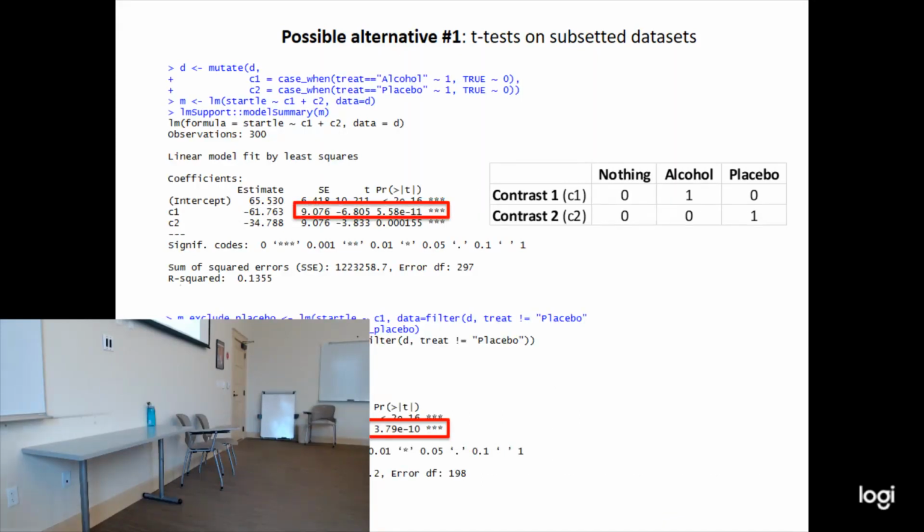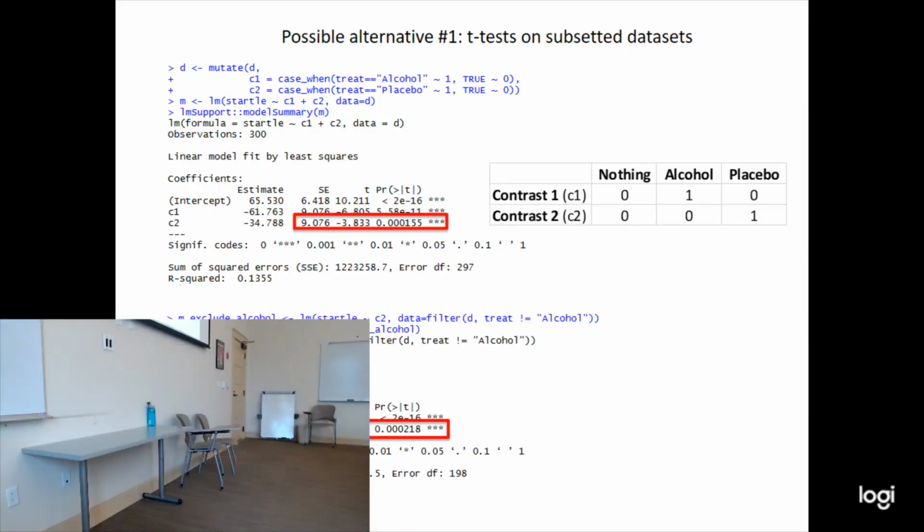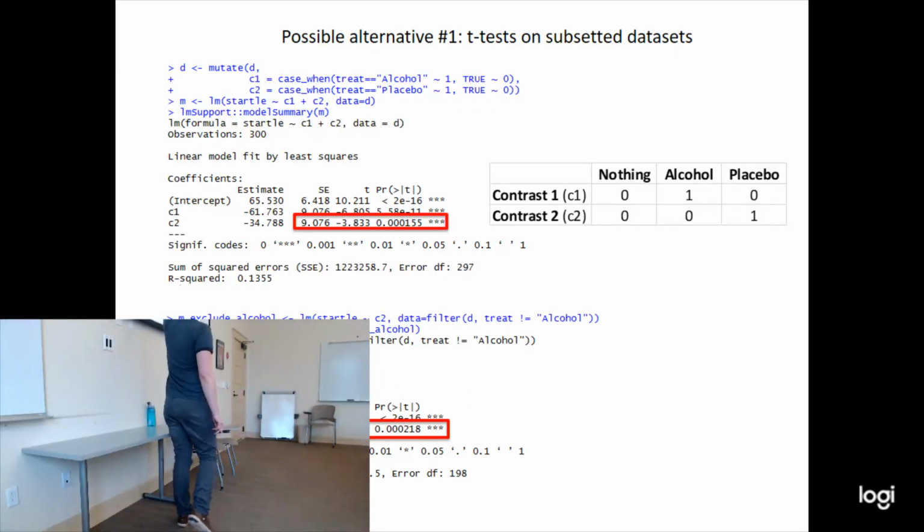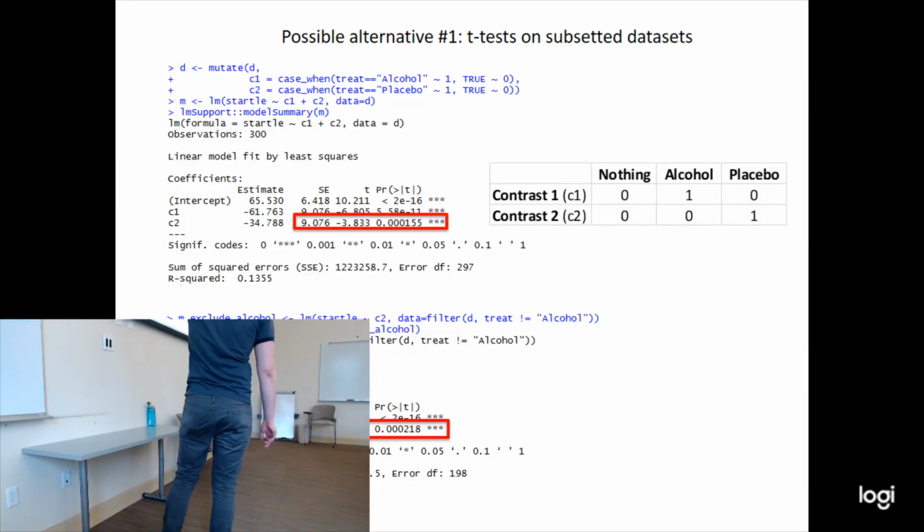Okay, so that's one alternative that I think is in general less preferable than the dummy coding approach. I'm just showing you, you get the same impact on standard errors if you look at C2 compared to if you subset out the data.